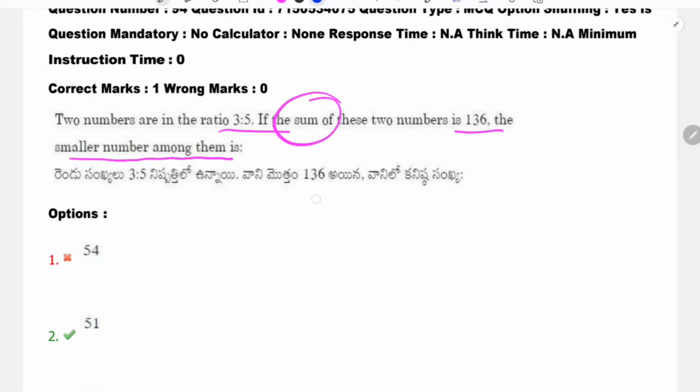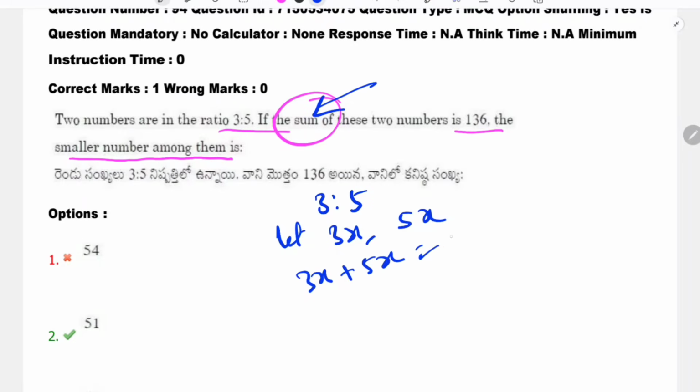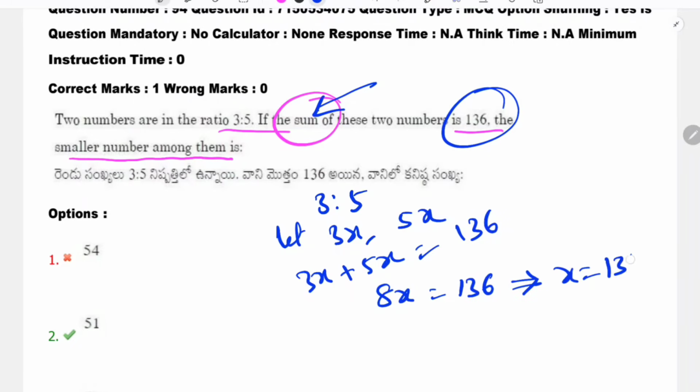So here what is given to us, the ratio is 3:5. So let these numbers be 3x and 5x, because this is a ratio, this is not a value. So a 3 ratio means 3 parts becomes 3x, 5 parts becomes 5x. Sum means addition. So 3x plus 5x, if you add these two, it is given as 136. So 8x is equal to 136. That implies x is equal to 136 by 8.